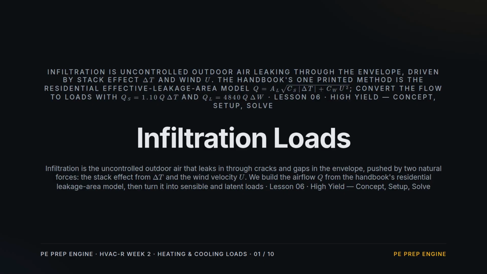Week 2, Lesson 6, Infiltration Loads. Infiltration is the outdoor air you never asked for. It leaks through cracks and gaps in the building envelope, driven by the temperature difference and by the wind. We'll name those two forces. Build the leakage area airflow the handbook prints. Then convert that airflow into a sensible and a latent load.